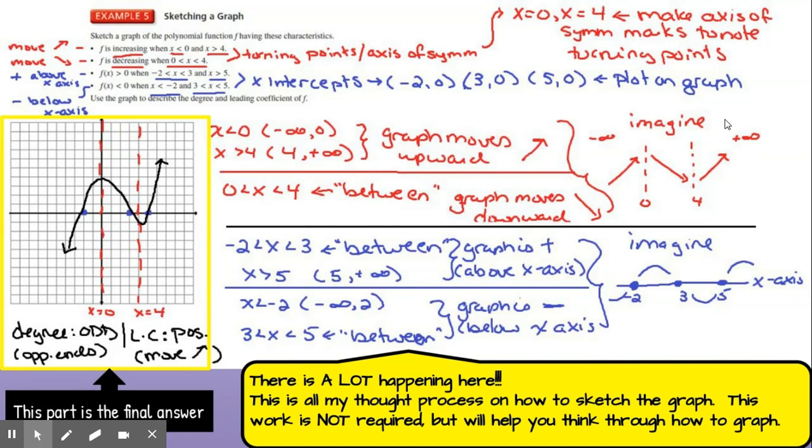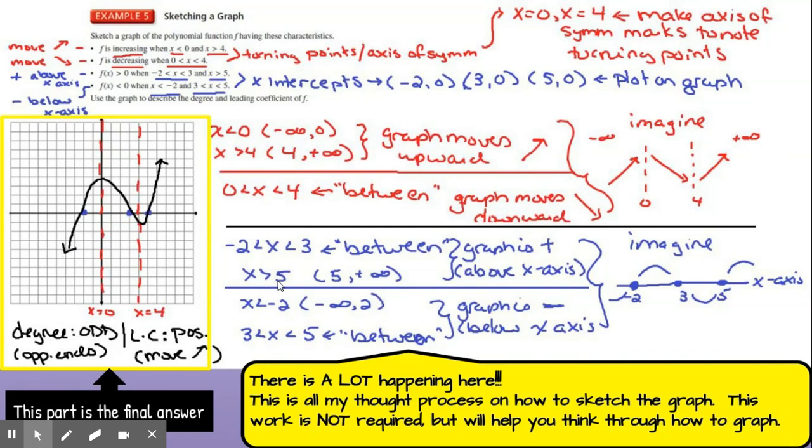So this is what I imagine in my head. From negative infinity to 0, it's going up. They told me that here. Between 0 and 4, it's going down. That's this part here. And then from 4 to positive infinity, it's moving up. Again, that was this part here. So I know it kind of follows this flow, up, down, up. Again, all imagining in my head.